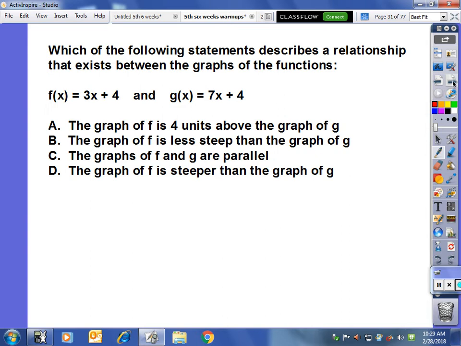Okay, try this one, folks. Seriously. Trajan, get in here.